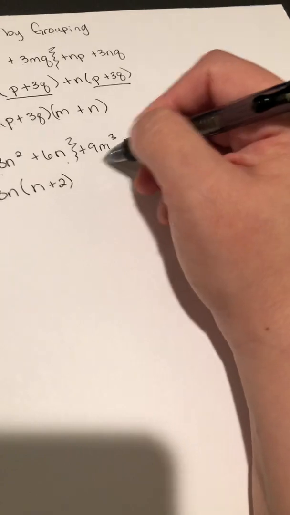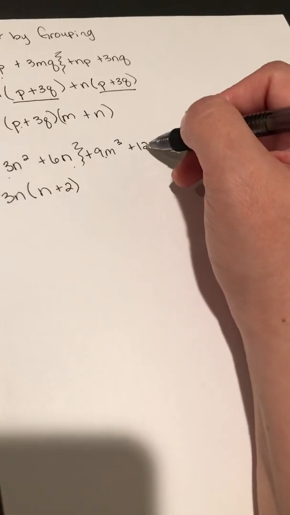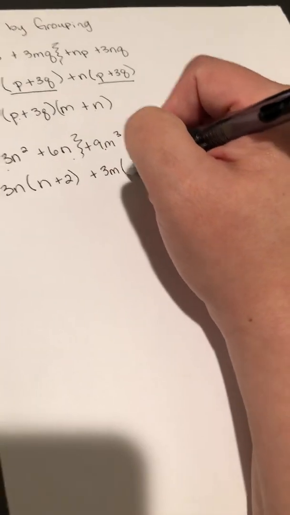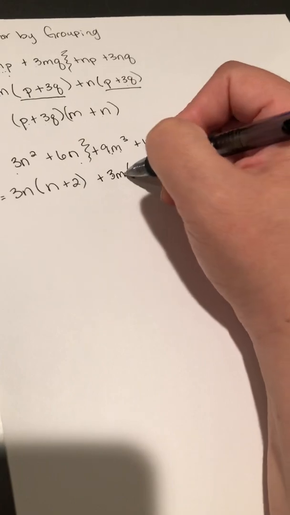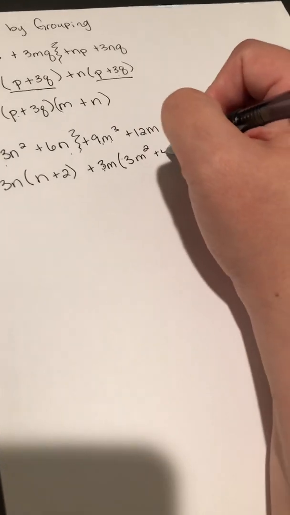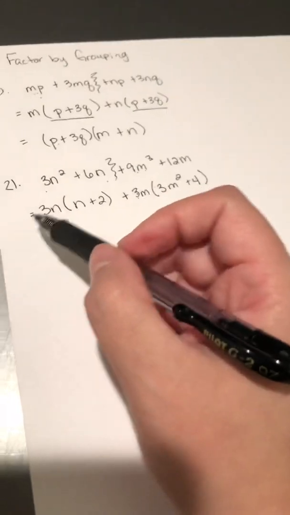Okay, now out of the second two, I've got 9M cubed plus 12M, so I can factor out a 3M. With the 9, I've factored out a 3, so I've got 3 left. M cubed, I've factored out an M, so I've got M squared left. 12, I've factored out a 3, I've got 4 left, and the M I've factored out, so that's it, we're done. And you can always check this step as well.